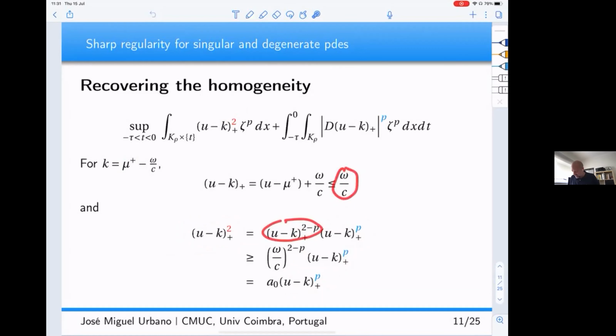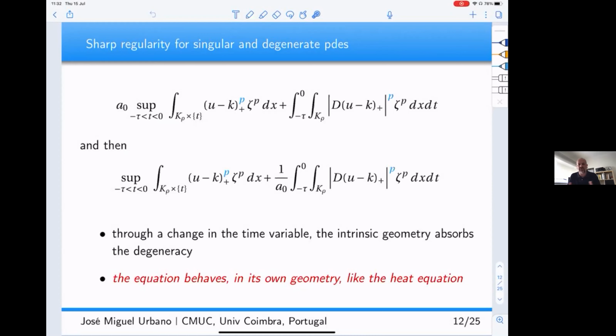So the mantra for this is that the equation behaves in its own geometry like the heat equation. So we recover homogeneous estimates if we write them over boxes that are scaled intrinsically, because the scaling factor depends on the solution itself. That's why we call it intrinsic. And if we rewrite the Kachopoli estimates over these rescaled boxes, we get homogeneity, which is what we need for the proof to carry on. So this was the brilliant idea of Di Benedetto, from, I would say, the mid-1980s.